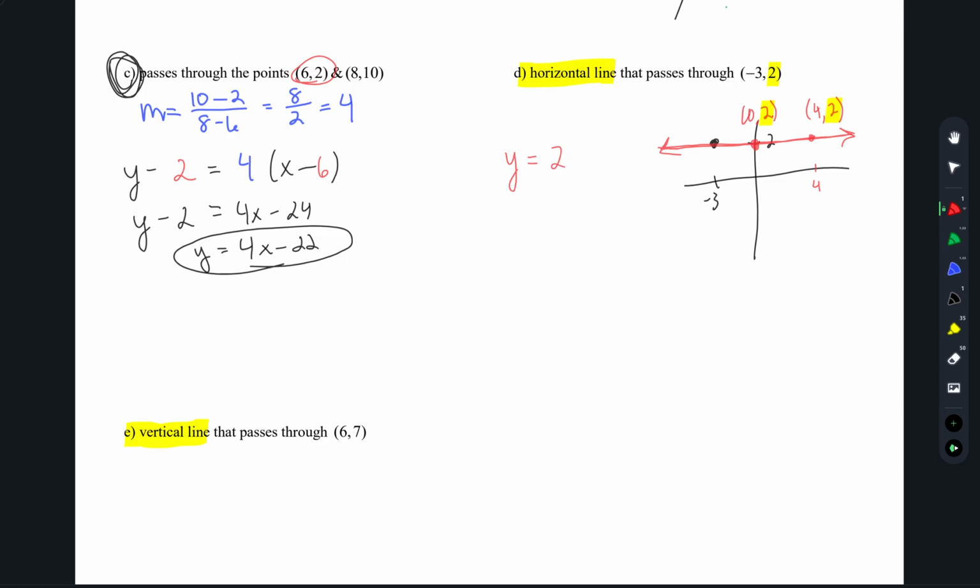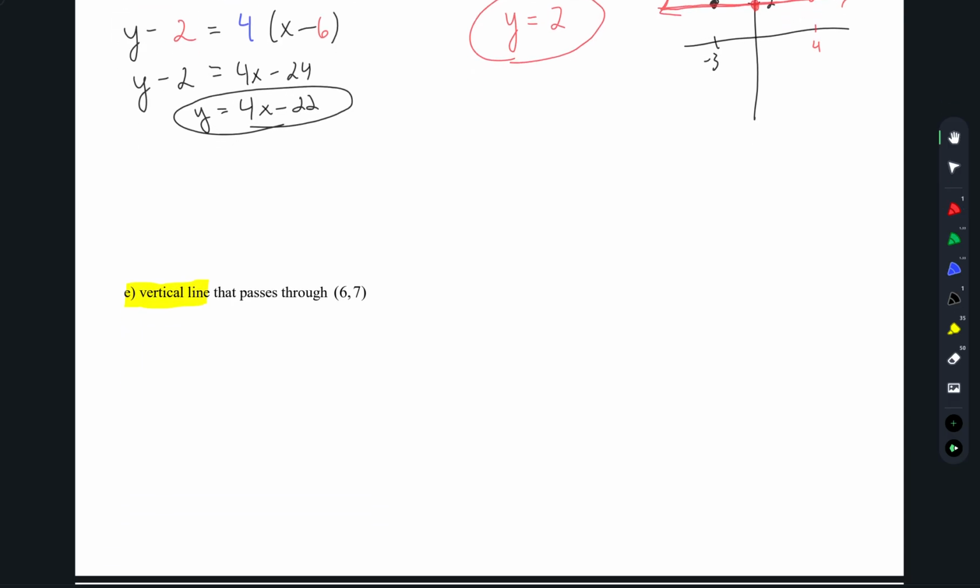So when it's horizontal or vertical, it's either going to be x equals a number or y equals a number. The way you can remember it is to just draw it quick and make up some points on it. And whichever ones the numbers are the same, that's what your variable is going to equal. So if the y's are all the same, put y equals 2.